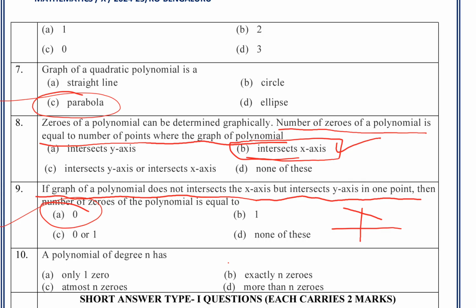Tenth one: a polynomial of degree n has at most n zeros. I hope you understood.